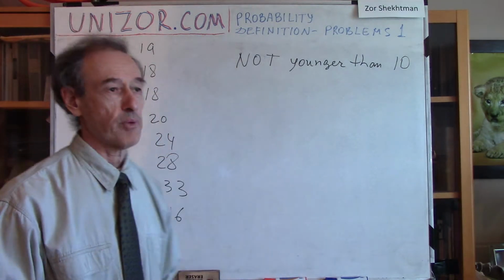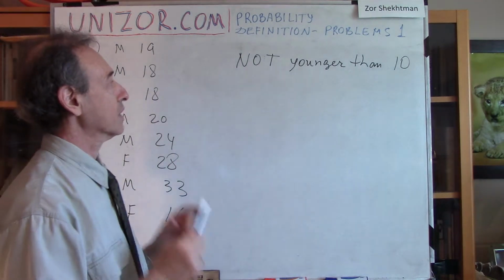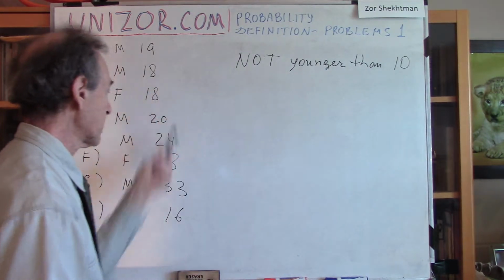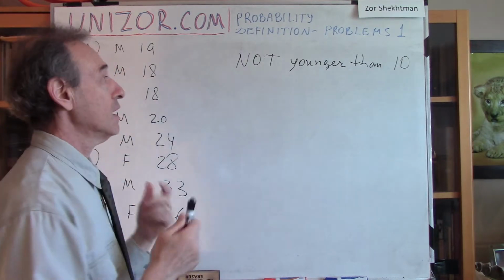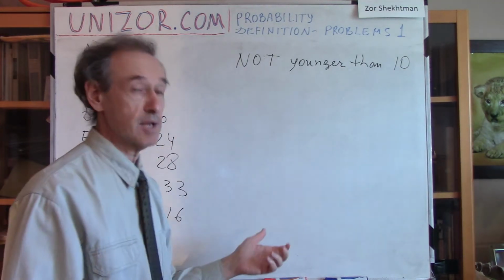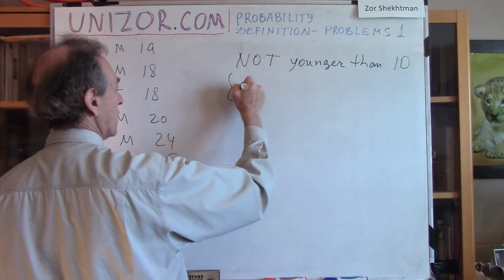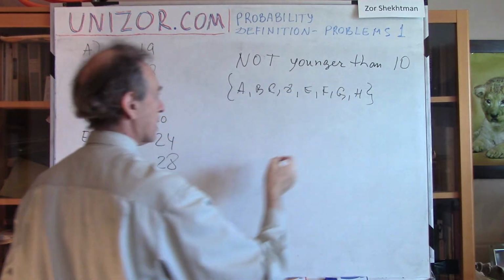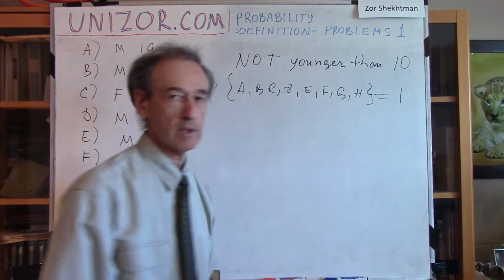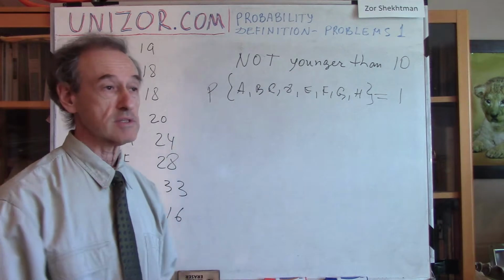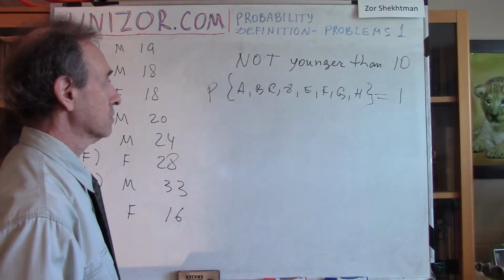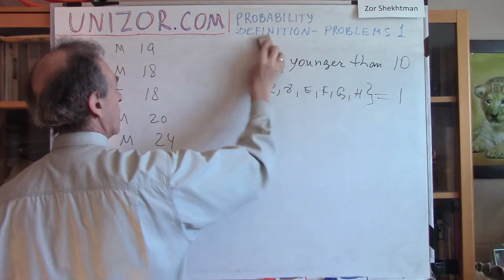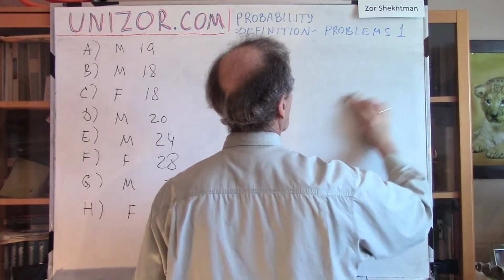So if I'm picking the person from this set and I'm talking about the event, I'm picking the person who is not younger than 10 years old. Well, all of them are not younger than 10 years old. They're older, right? So again, the result of this particular event is any person. So we are talking about A, B, C, D, E, F, G, H. That's my event, and the probability of this event obviously is equal to 1. So what's the probability of picking a person who is not younger than 10 years old? 1. Because any person would qualify, which means the entire sample space is good. Any elementary event corresponds to the event I'm interested in.